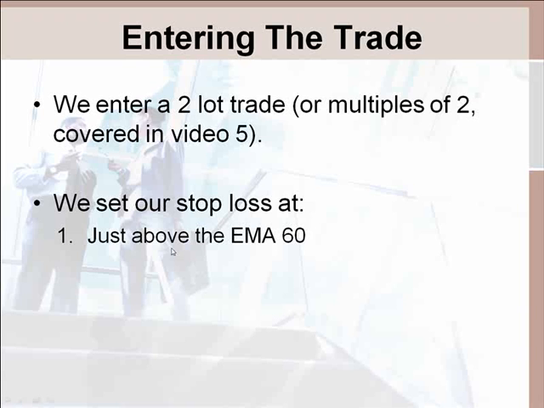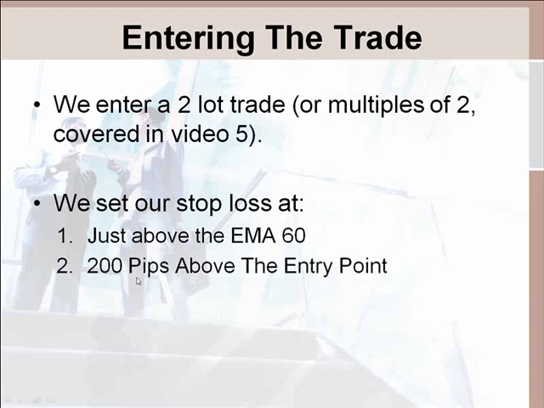We're either going to set it just above the EMA 60, or we're going to set it 200 pips above the entry point. In a faster moving market, you would probably use the 200 pip rule. Most of the time, you'll probably set it just above the EMA 60. I would set it 20 pips back or something from the EMA 60 and use that. And we're going to use whichever stop risks less money. So in a faster moving market where the EMA 60 was 300 pips away from the entry point, you don't want a stop that big. You would use the 200 pip rule. Any other time, you're going to set it just above the EMA 60.